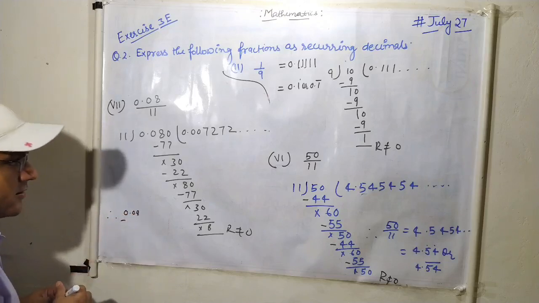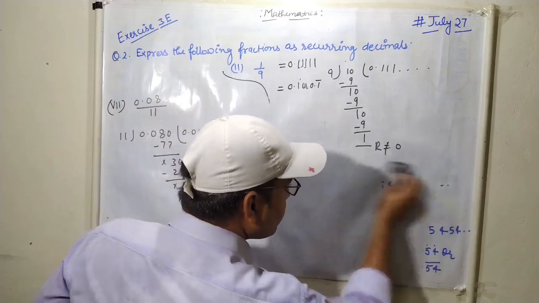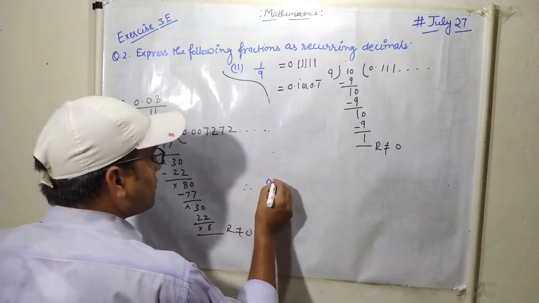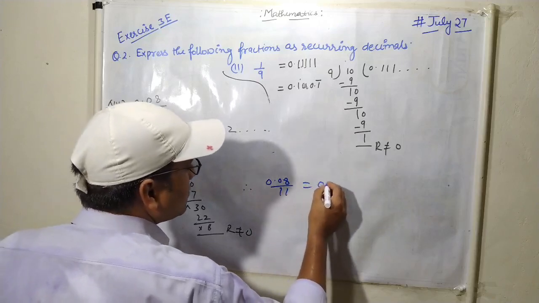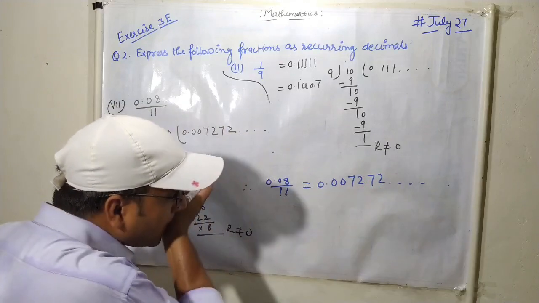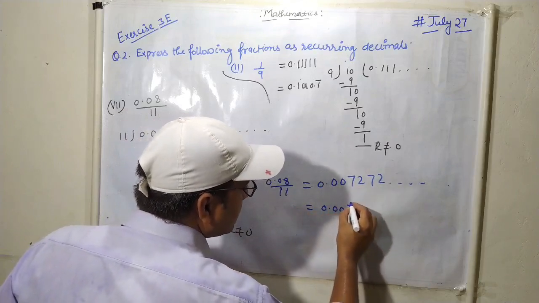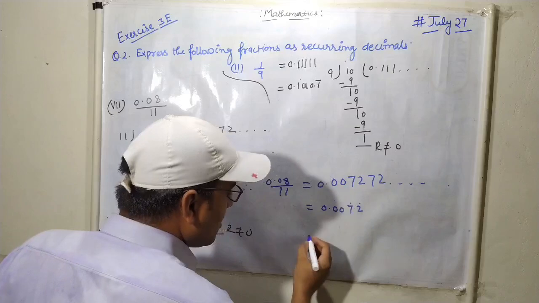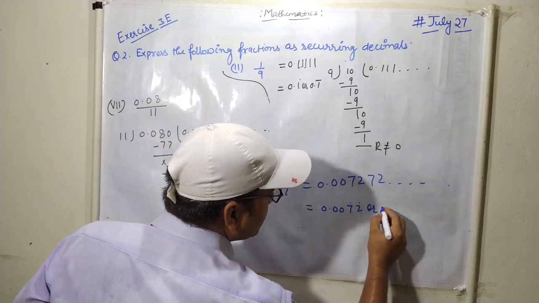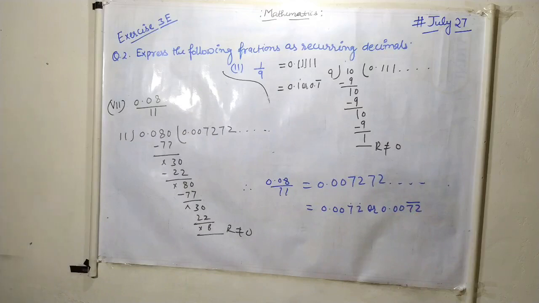So your answer for this case, 0.08 upon 11 is equal to 0.007272 and so on. Only 72 comes, so only 72 is repeating, so 0.0072 with two dots on it, meaning 7 and 2 are repeating, or you can write 0.0072 and put the bar on that. So this is your question number 7.